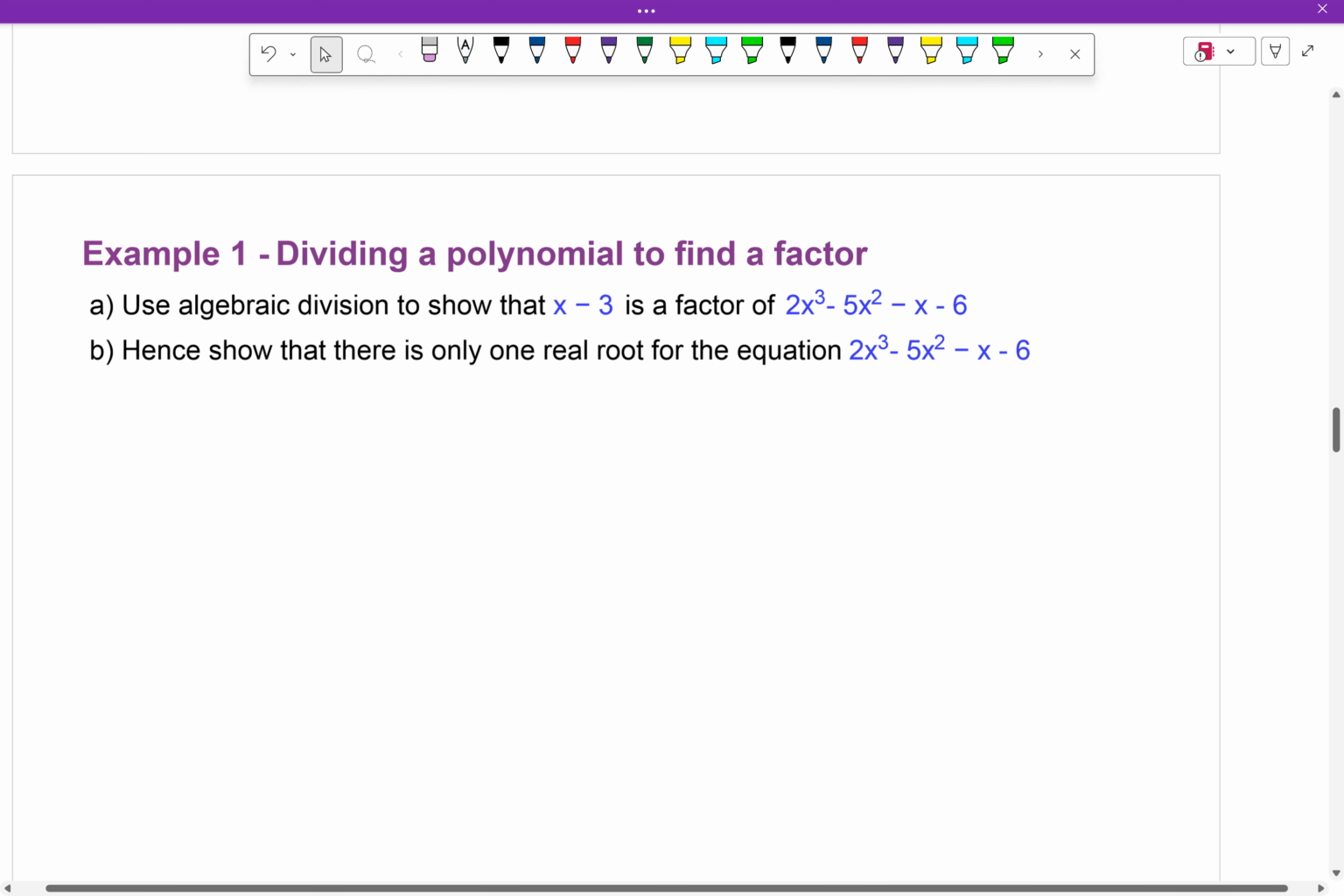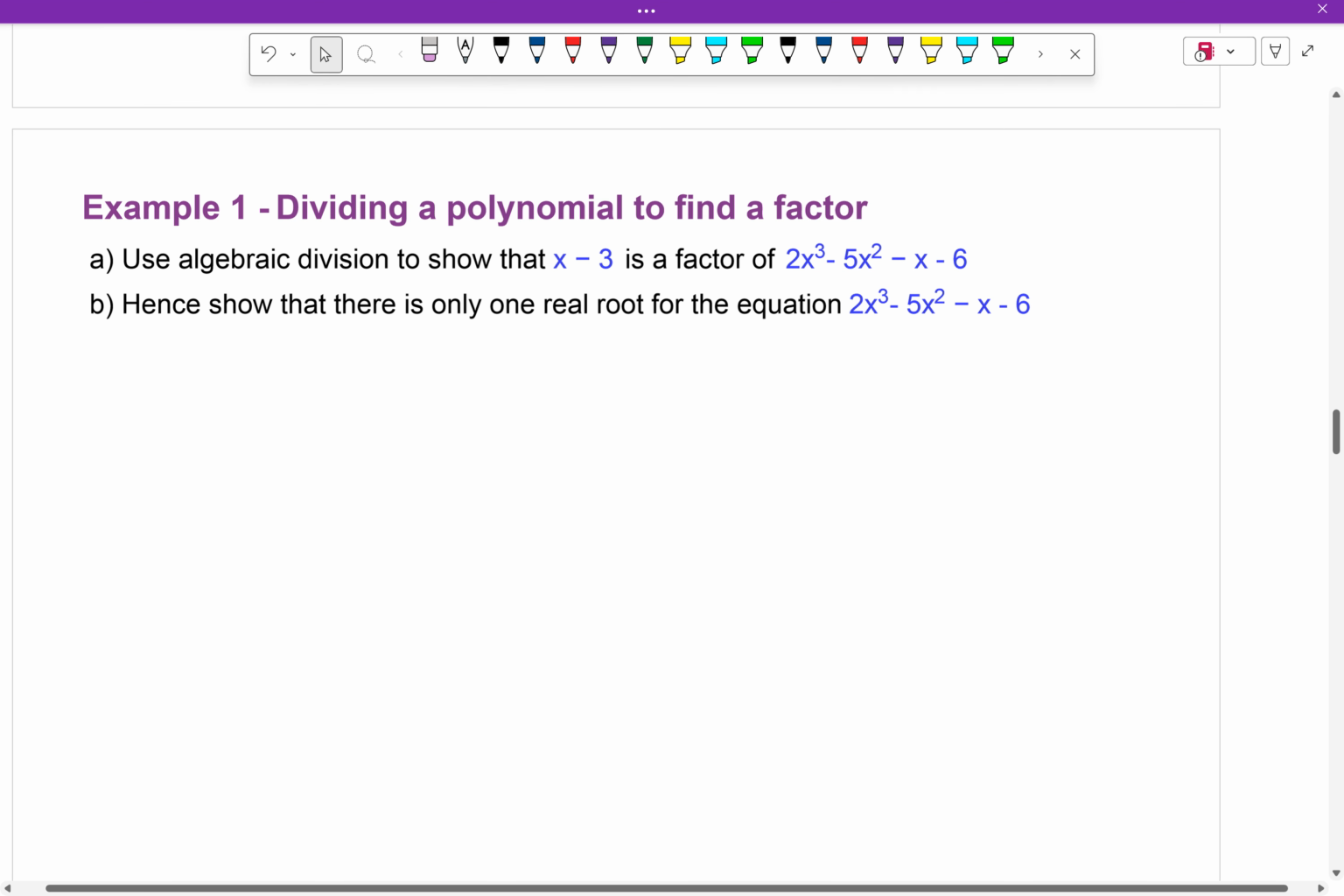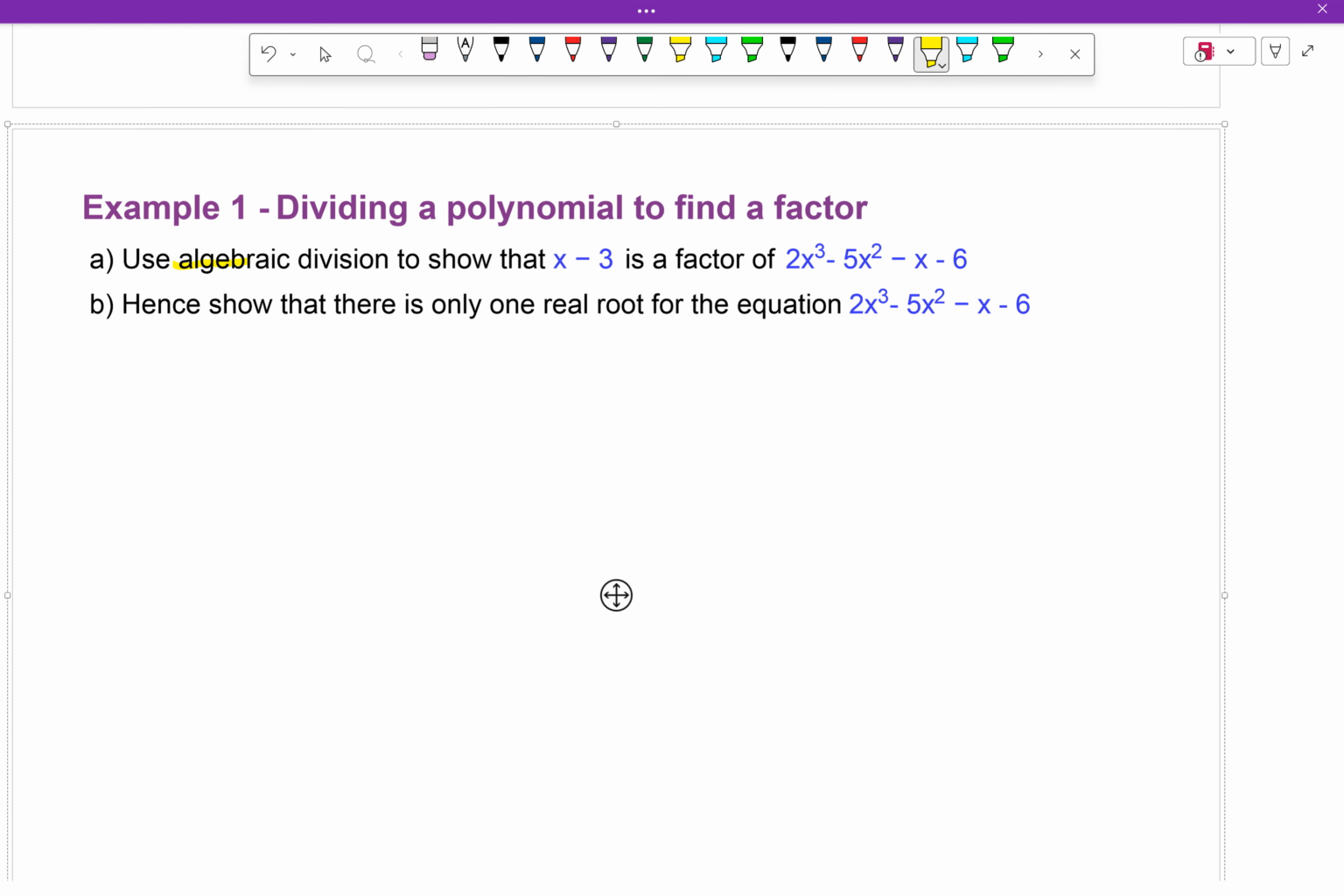The next one. Now, sometimes our question is asking you to show that it's divisible. Okay, use algebraic division to show that something something. So this is asking for a specific method, which is algebraic division. So you have to do it accordingly. So let's do it.